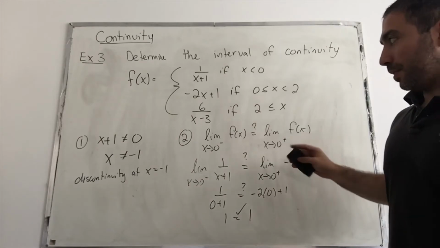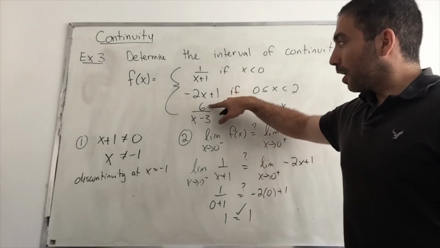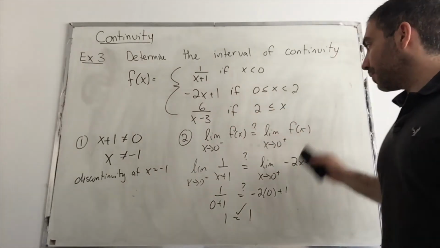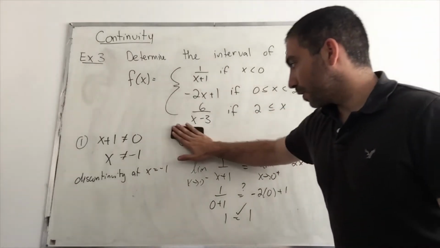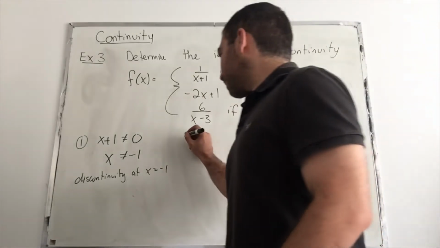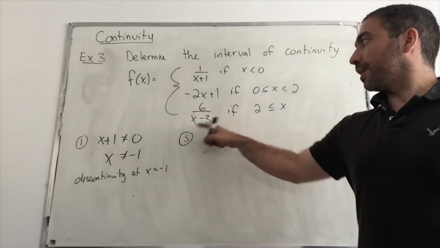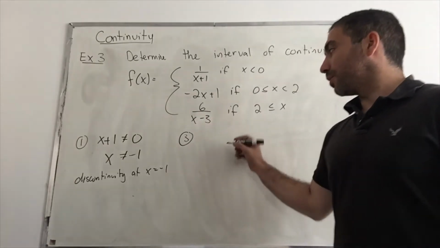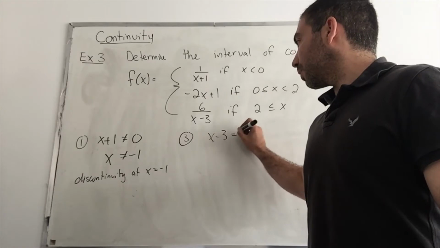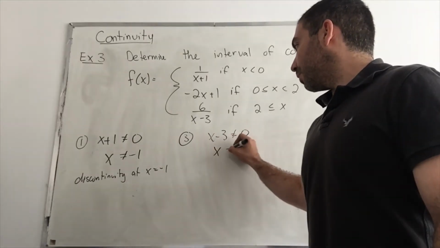Next, the next issue that I see here is the third function. Let's say the third piece. We have 6 over x minus 3. So let me erase this. The third thing I'm going to check is the denominator over here. We have our fraction, we know the denominator can't be equal to 0, so we know x minus 3 cannot be 0. Which means that x cannot be equal to 3.